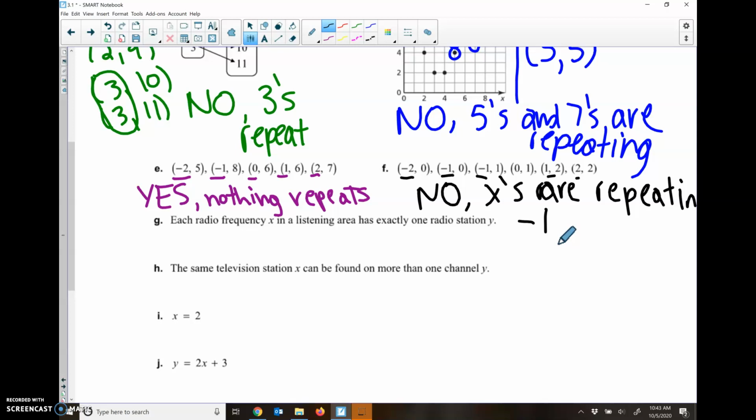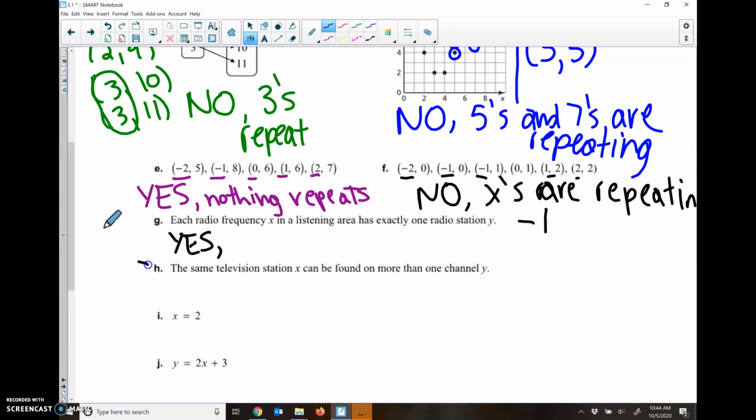All right, G and H are ones in words. So each radio frequency x in a listening area has exactly one radio station y. So that is true. This is a function. Think about that on your radio. Can you listen to K102 on 102.1 and like 99.4? No, that doesn't exist. If you want to listen to K102, it has to be 102.9, I think it is. Not 102.8, not 102.7, not 103.0. You can't listen to it anywhere else. So that one would be yes, it is a function.